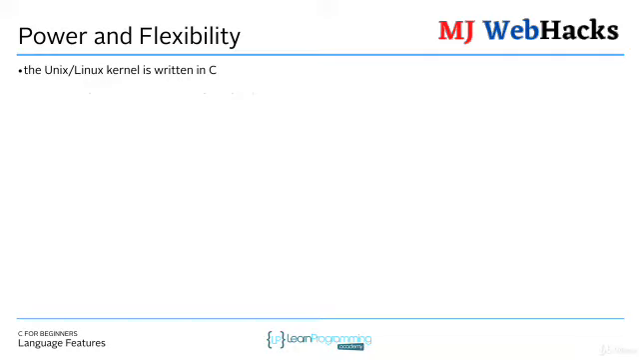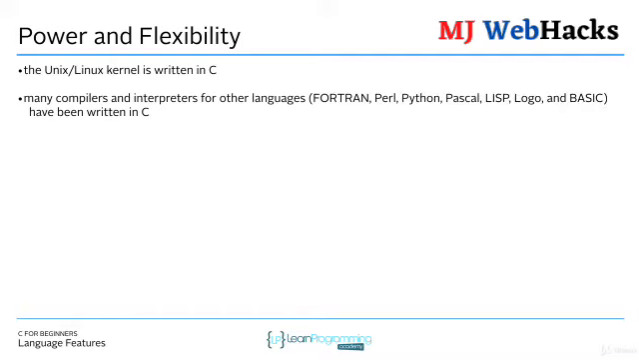It typically contains interfaces between the hardware and the kernel. It manages memory. It does all sorts of different things. And that is all written in C. So that can tell you the powerful aspect of the language, if the kernel of an operating system is written in that language.